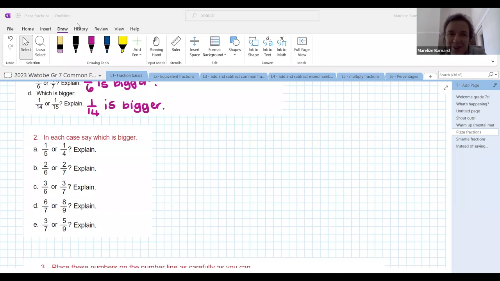I'm glad the light bulb's gone on. And it says explain, it means you have to give a reason why the one would be bigger than the other.